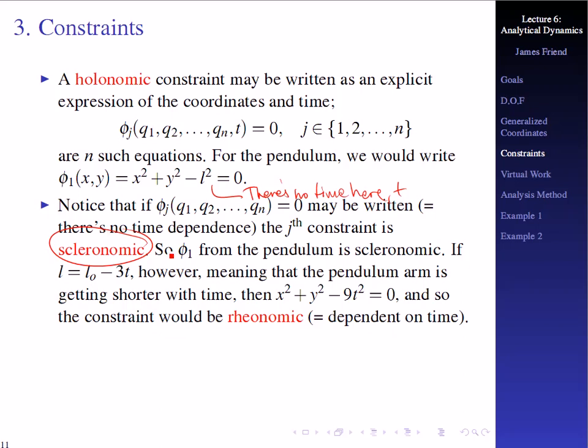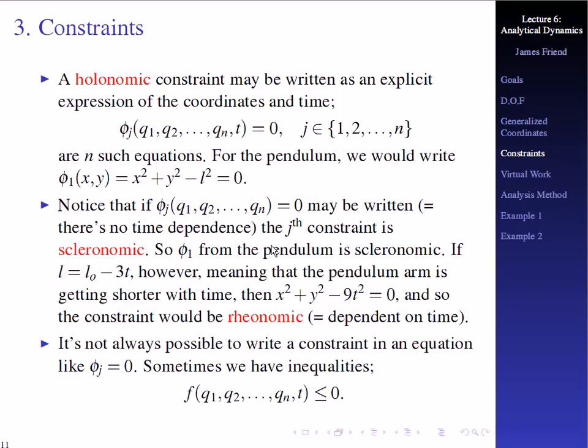If we said, though, that the pendulum maybe is getting shorter with respect to time, maybe the length of our pendulum here is a constant L0 minus 3t, then how we would say x and y are related together would be with the minus 9t squared. So x squared plus y squared minus 9t squared is equal to 0. And the constraint would not be scleronomic, on the other hand, it would be rheonomic. Rheonomic means dependent on time, scleronomic means there's no time dependence. Holonomic is either scleronomic or rheonomic.